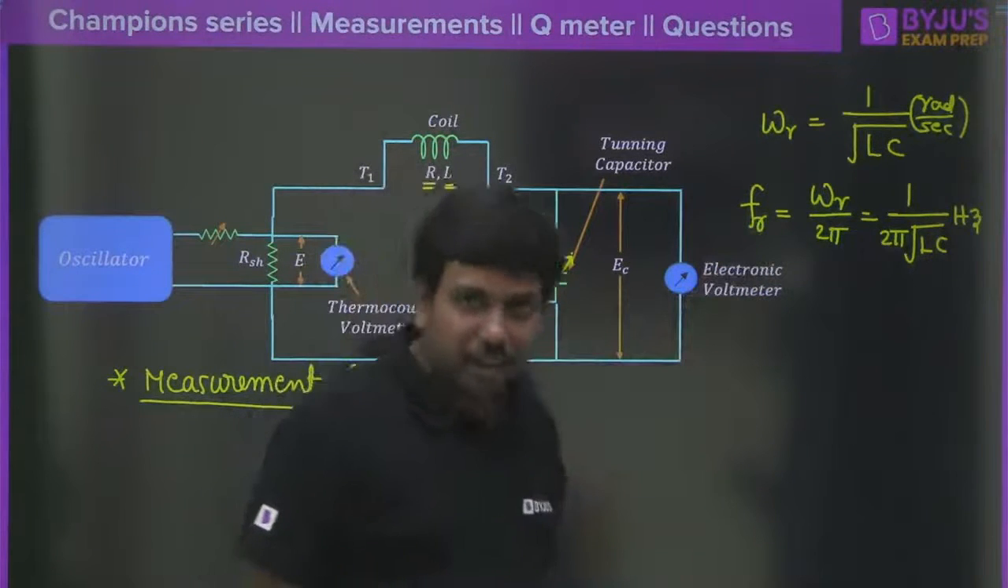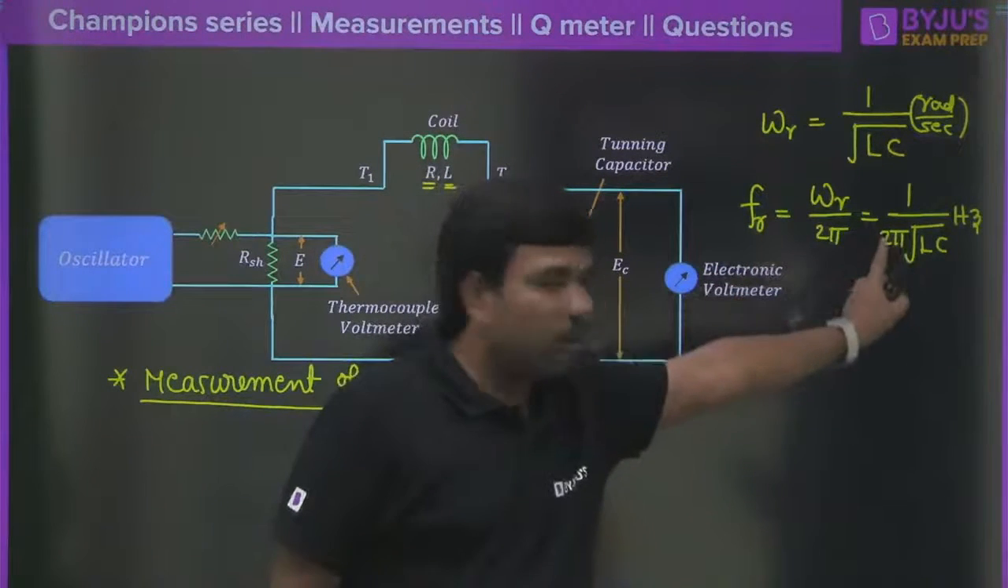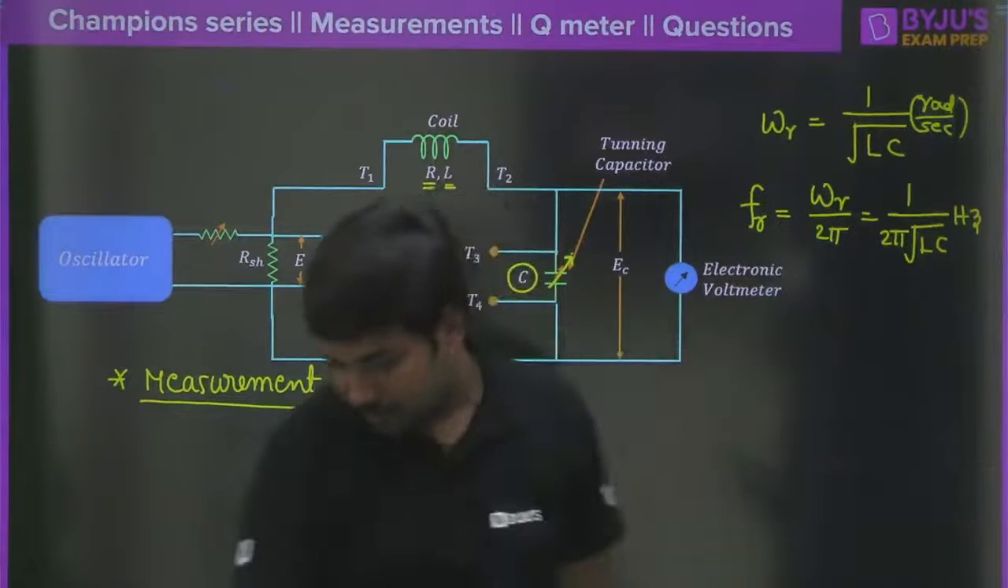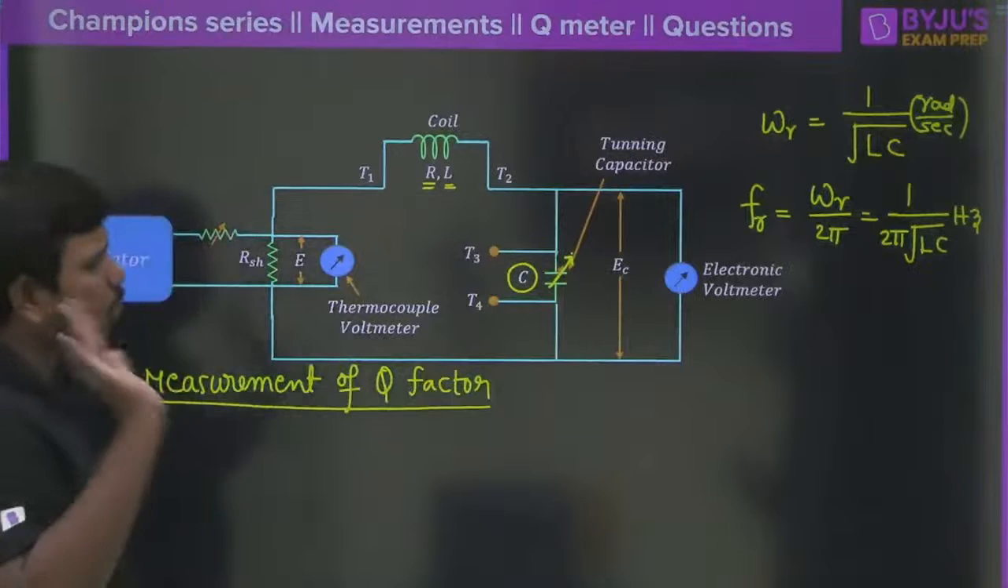Option C is the correct answer. Excellent. So FR is equal to 1 by 2 pi into under root of L into C. That is called the resonant frequency. Clear? Now I have 2 more questions here.